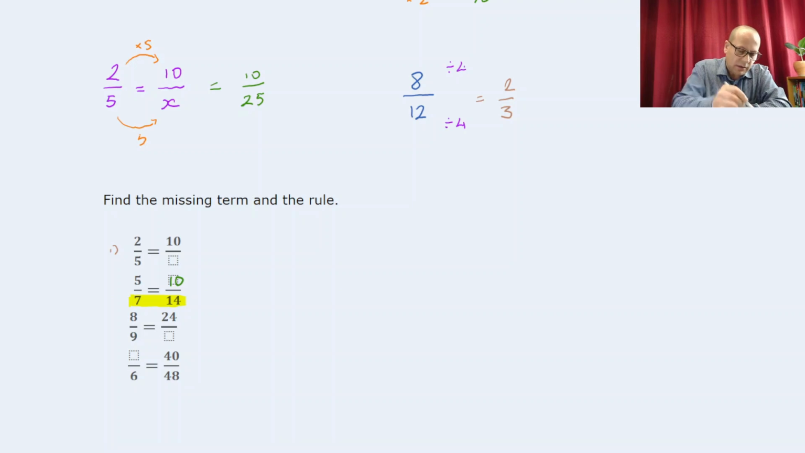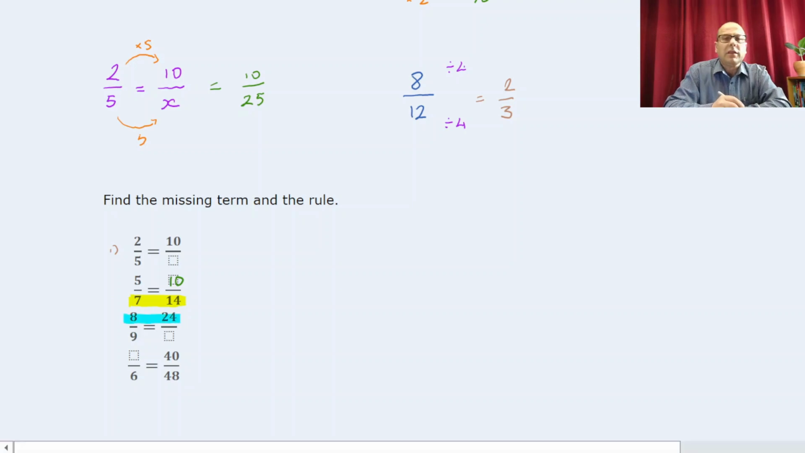8 over 9. That 8 has been multiplied by 3. So I need to multiply the denominator by 3. So therefore 9 times 3 is 27. On the fourth fraction, we've got 40 over 48. We notice that has been divided by 8. 48 divided by 8 is 6. So 40 divided by 8 is 5. So they are the missing terms of those fractions.